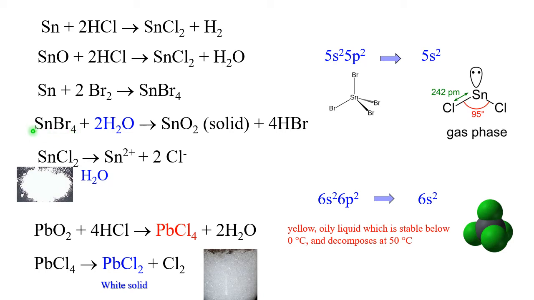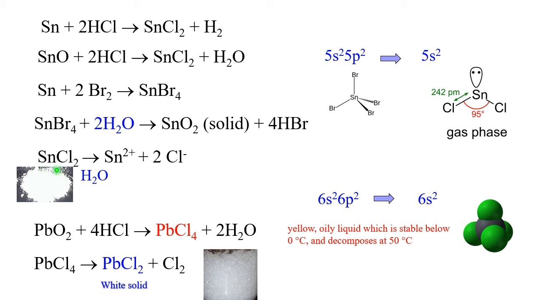SnBr4, same as SnCl4, will react with water, making hydrated tin oxide as a solid, and hydrobromic acid. Same with chloride, you will have hydrochloric acid. Tin oxide is an insoluble compound, however, addition of concentrated hydrochloric acid can dissolve it upon boiling.